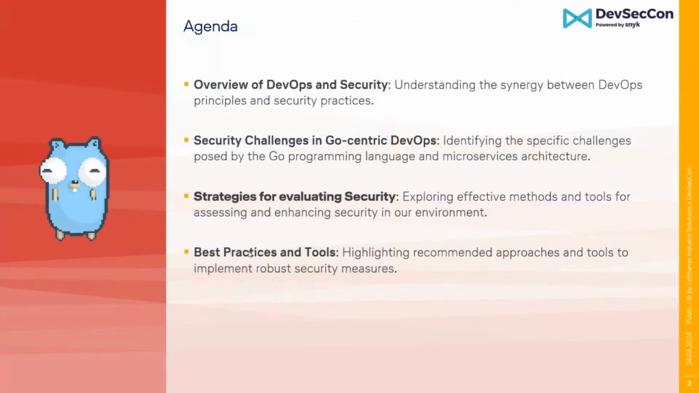So the agenda for today is an overview of DevOps, what DevOps is, and security and their connection principles. Next we are going to go through security challenges: what kind of challenges do we as DevOps face, and the strategies for evaluating security. Maybe we can explore effective methods, what kind of tools we mainly use, and how to enhance them to make it a special and better environment.